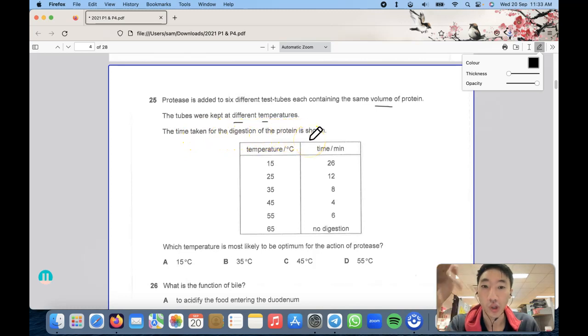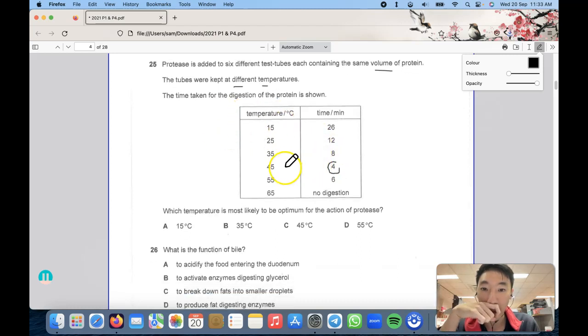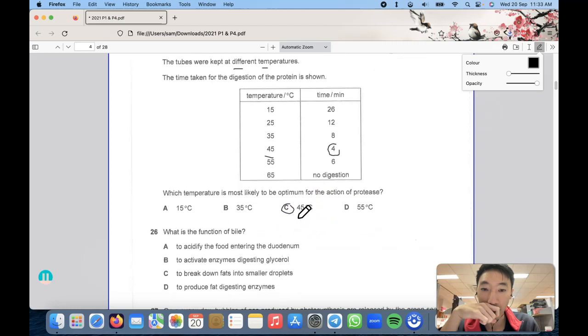Okay, so the shorter or the faster the time, the more active it will be. So I just find the fastest time where the protein is completely digested, and that's the temperature. Okay, so answer, which temperature is most optimum for the action of protease? That's 45 degrees. Let's just talk about the rest also.